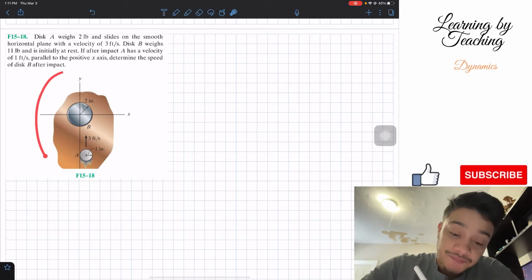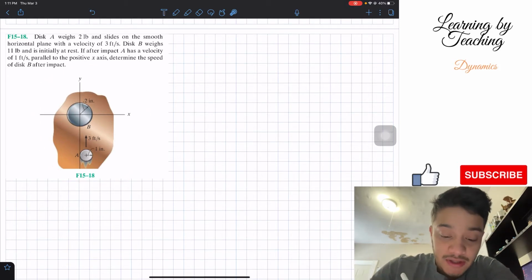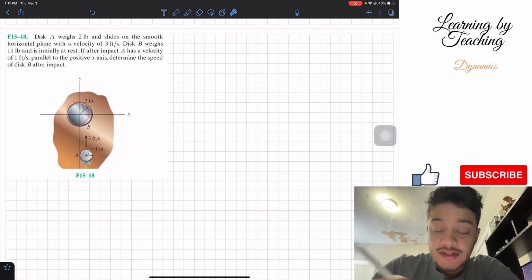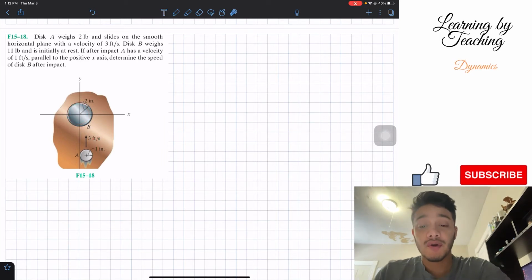Okay, so we're given this figure over here. We've got disc A, which is a little bit smaller. It's going at 3 feet per second, totally vertical. And disc B is basically at rest and is not moving. It's a little larger, so it weighs more.